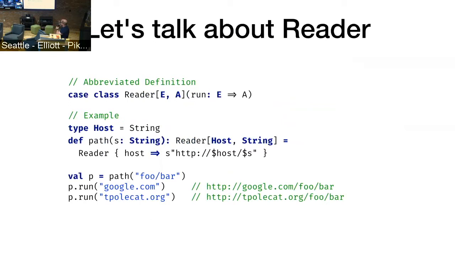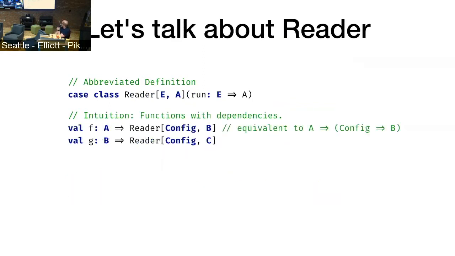Say type Host is equal to String. We have a path function that takes a string and it returns a Reader of Host to String. So what it says is you give me a path and I will give you a computation that will give you a URL as soon as you tell me what the host is. You can tell me that later. There are a couple of examples where we'll call path once and then we'll run it with a couple of different hosts and we'll get different paths back.